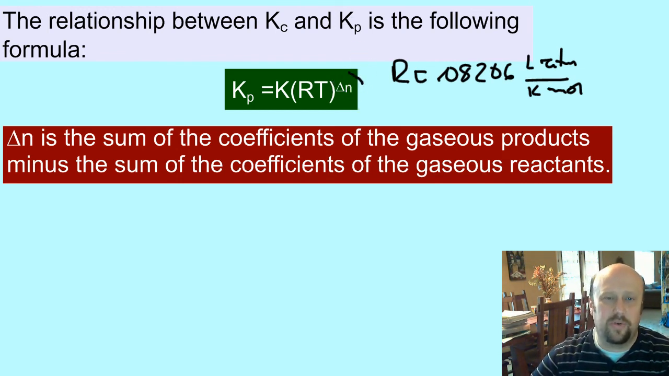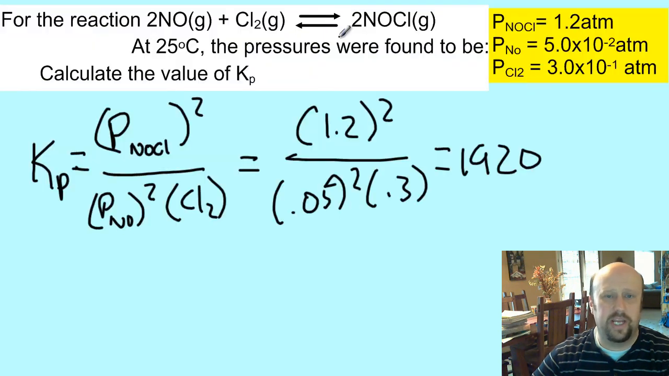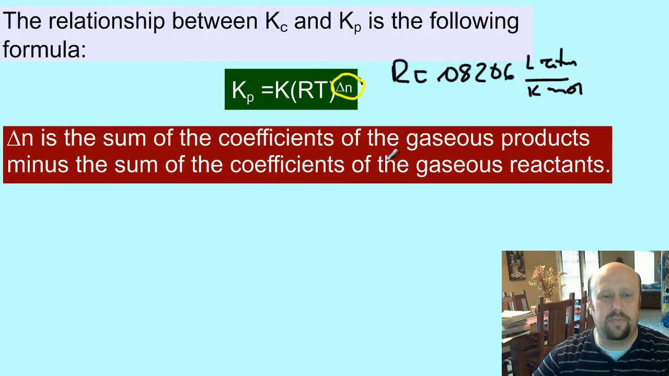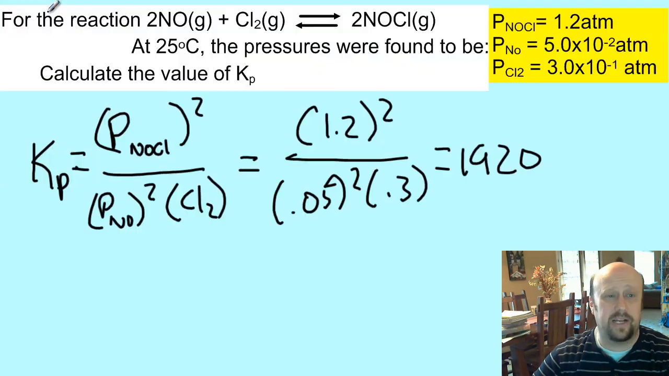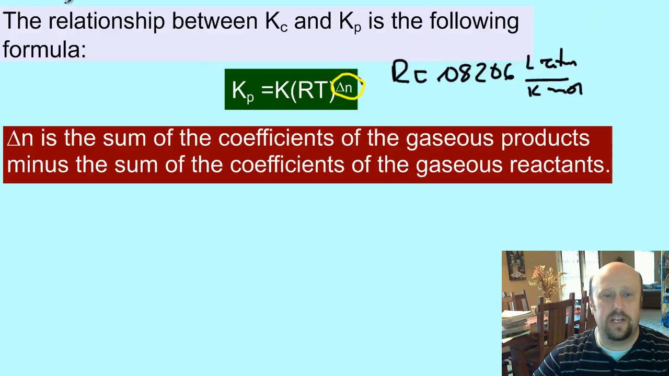The only hard part of this whole deal is this guy right here, the delta N. So delta N actually isn't as hard as it seems. It just means that you sum the coefficients of the products, which in our case, there was only one product, so it was 2. And then you subtract from that the sum of the coefficients of the reactants. So 2 plus 1 is 3. So that means that in our case, our delta N is 2 minus 3, so it's negative 1.